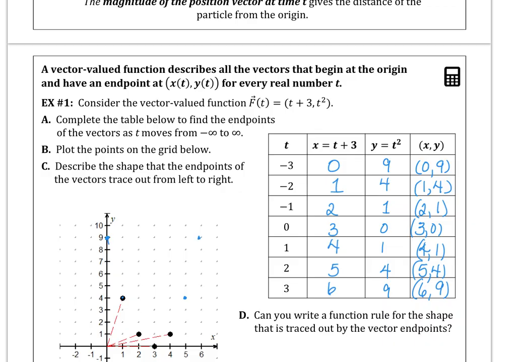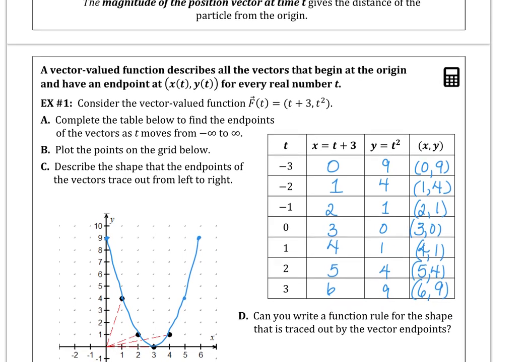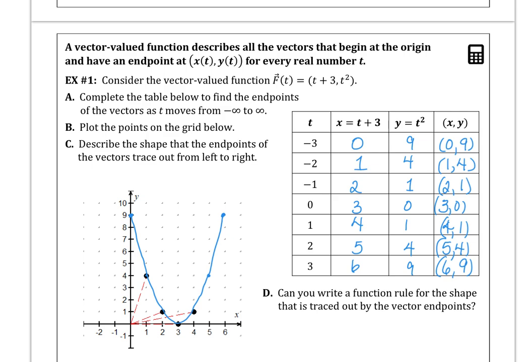You see what happens here? We formed a parabola represented by the vector valued function. And by our definition, it describes all the vectors that begin at the origin. So we can also say we begin at the origin and we go over here to this ordered pair at 5, 4, and from the origin, the distance up to our final point at 6, 9.